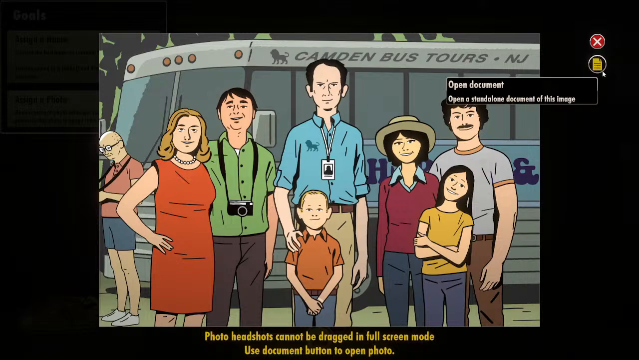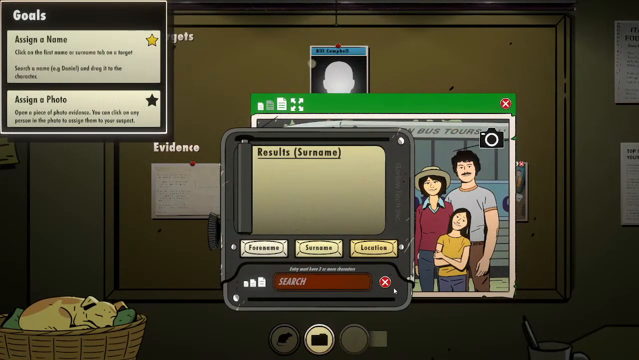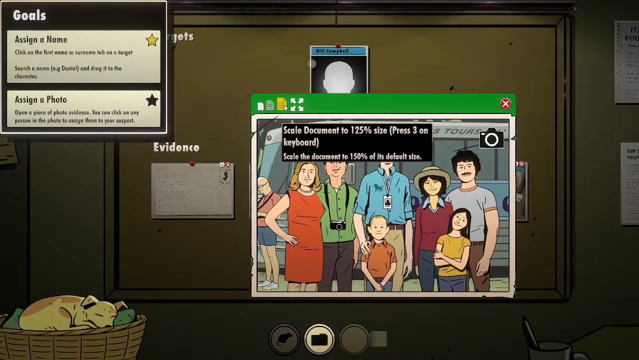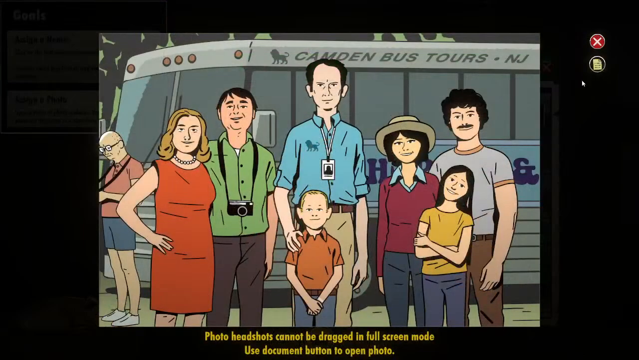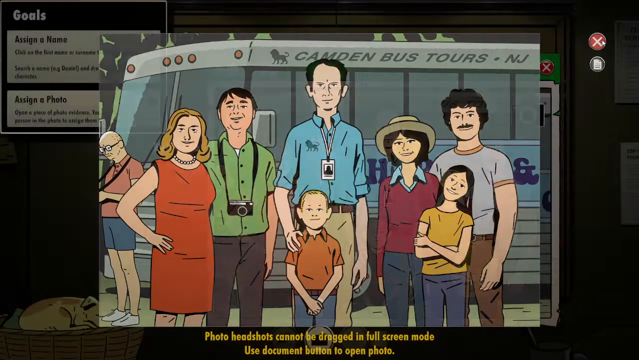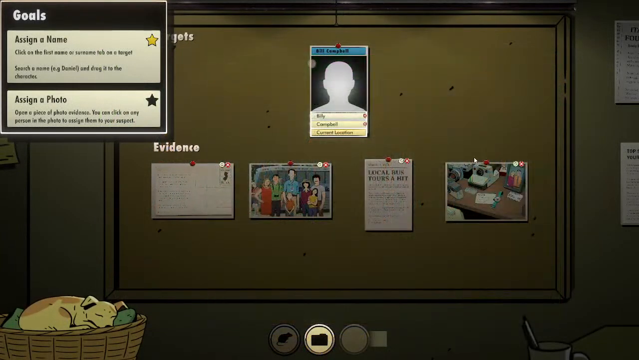Use document button to open photo. Oh, wait, what? Is that the document button? Use document button to open. Is that this one? I feel like this is what I would think of as an open photo. I feel like, okay.